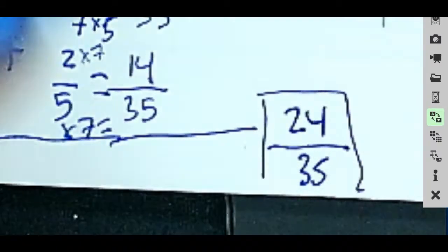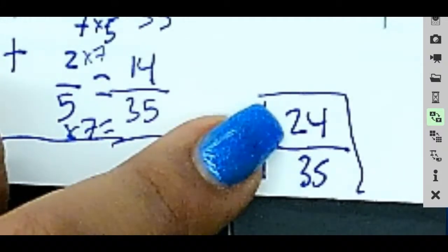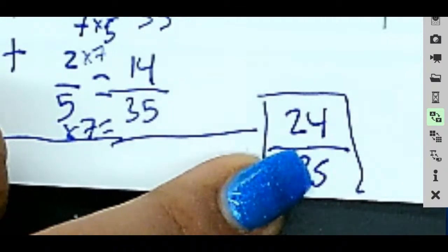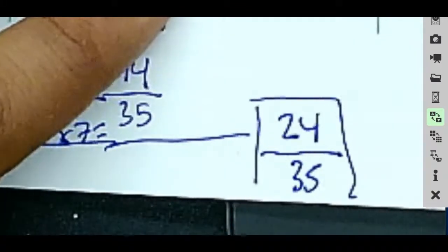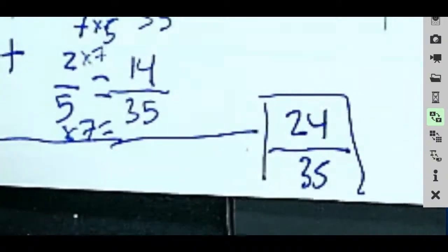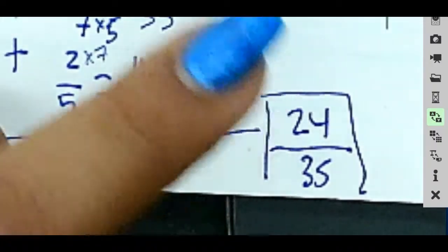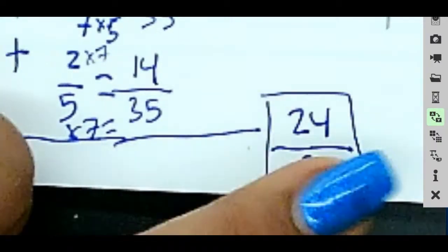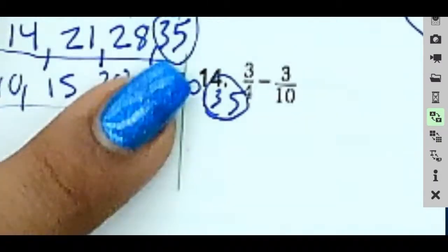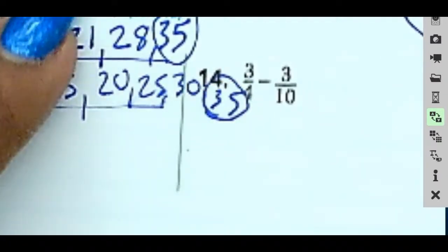Now, always make sure that your answer is in its simplest form. Can you divide the numerator and the denominator by the same whole number and get a whole number? No, right? It looks like it's already in its simplest form. So you don't do anything to it. But if you did have a number that you can divide both and get a whole number, then you would simplify it. Now, let's do the last one, which is 3/4 minus 3/10.